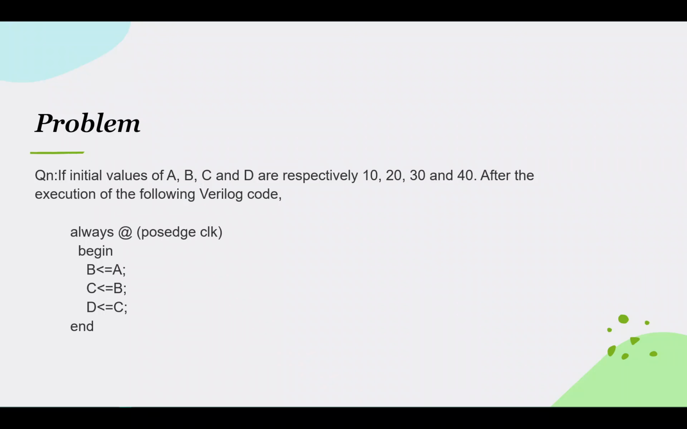If you see this problem, the question is: if the initial values of A, B, C, D are 10, 20, 30, 40 respectively, after the execution of the following Verilog code, what will be the outputs of A, B, C, D? Here you have to observe certain things. Here you can see always is a procedural block and it is triggered on every edge of the clock. You can see this is a particular assignment type.